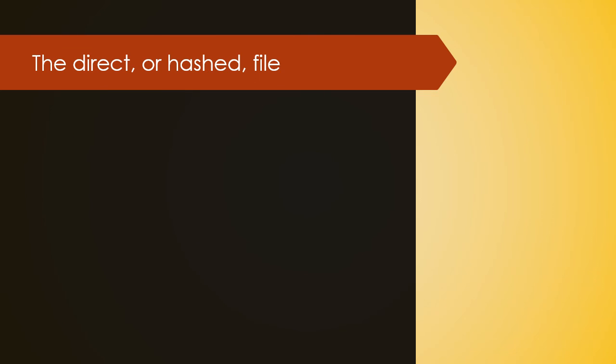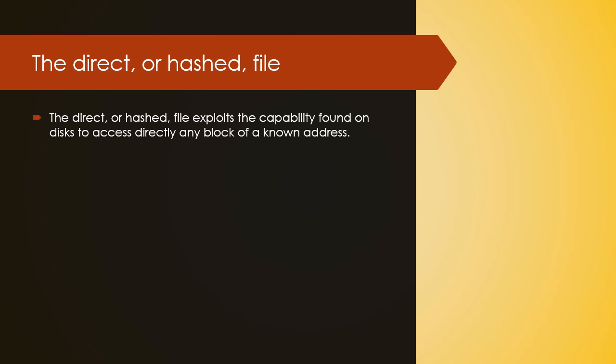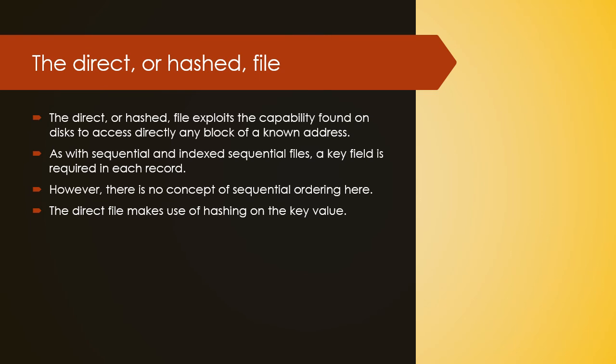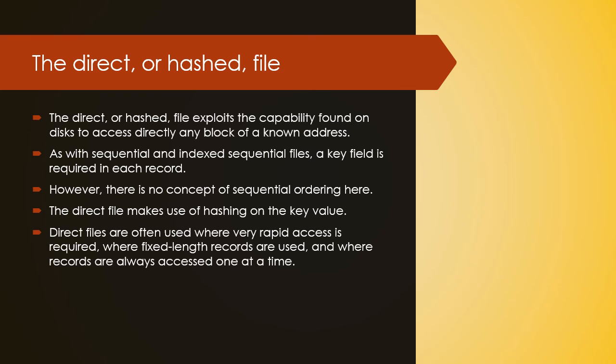The direct or hashed file. The direct or hashed file exploits the capability found on disks to access directly any block of a known address. As with sequential and index sequential files, a key field is required in each record. However, there is no concept of sequential ordering here. The direct file makes use of hashing on the key value.